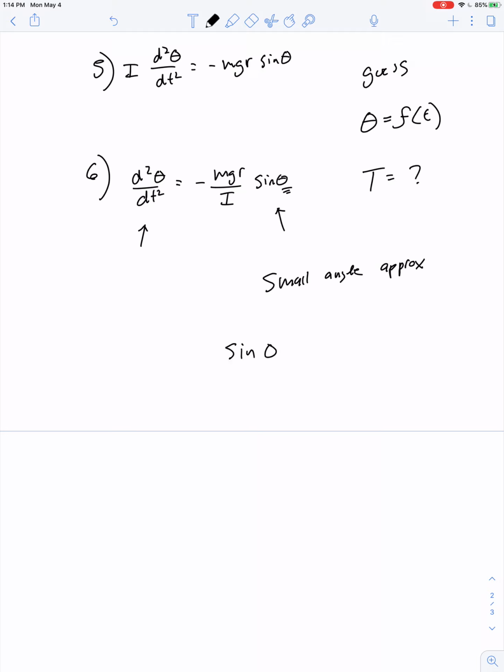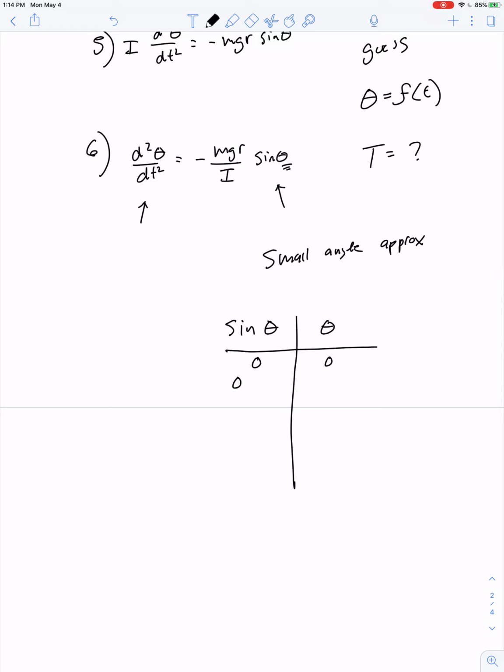What's the sine of 0 radians? So we're going to make a quick data table here of sine of theta versus theta itself, and we'll start with 0. Sine of 0 gives 0. Okay. What about sine of 0.01 radians? Oh, I've got this backwards. Okay, so when theta is 0, sine of theta is 0. When theta is 0.01 radians, what's sine of theta? Pretty much 0.01.